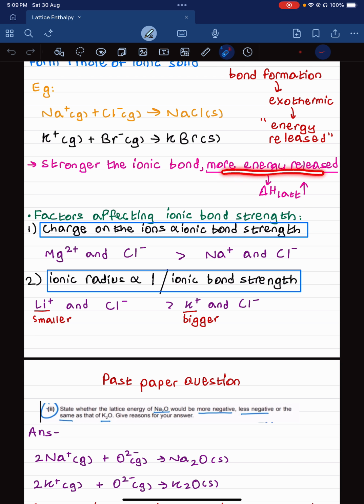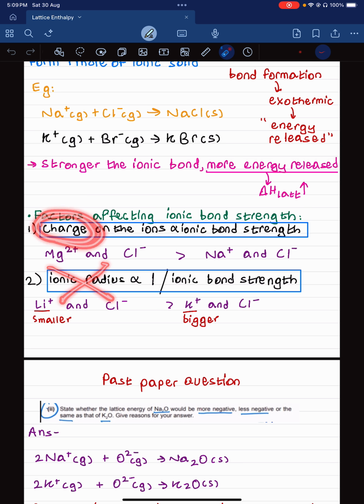And this is why a greater amount of energy is released. This is the more dominant factor. Now, what do I mean by the more dominant factor? There is another factor as well, but in a question where it asks you to compare two different ionic compounds and formula units, and it says which one of these two has a more negative lattice enthalpy, you will look at which one of these two has a stronger ionic bond. And from that, you will look at which one of these two ionic compounds has a greater charge, not this. This is the more dominant factor.